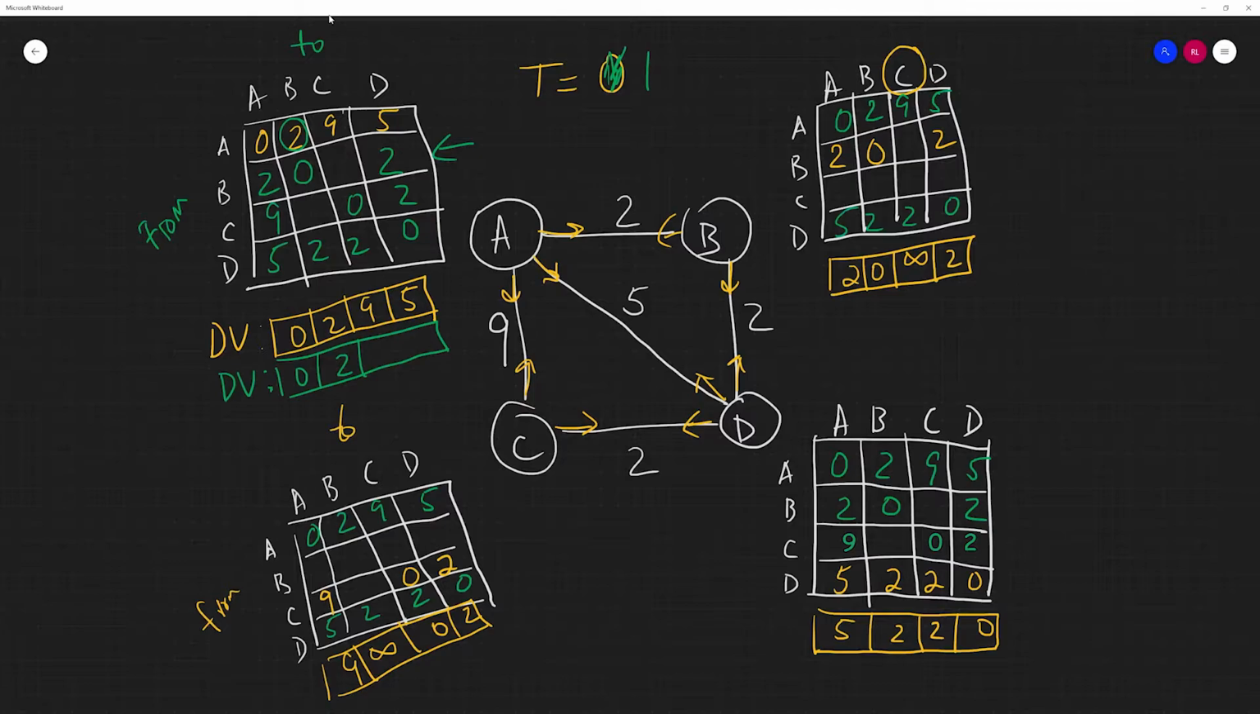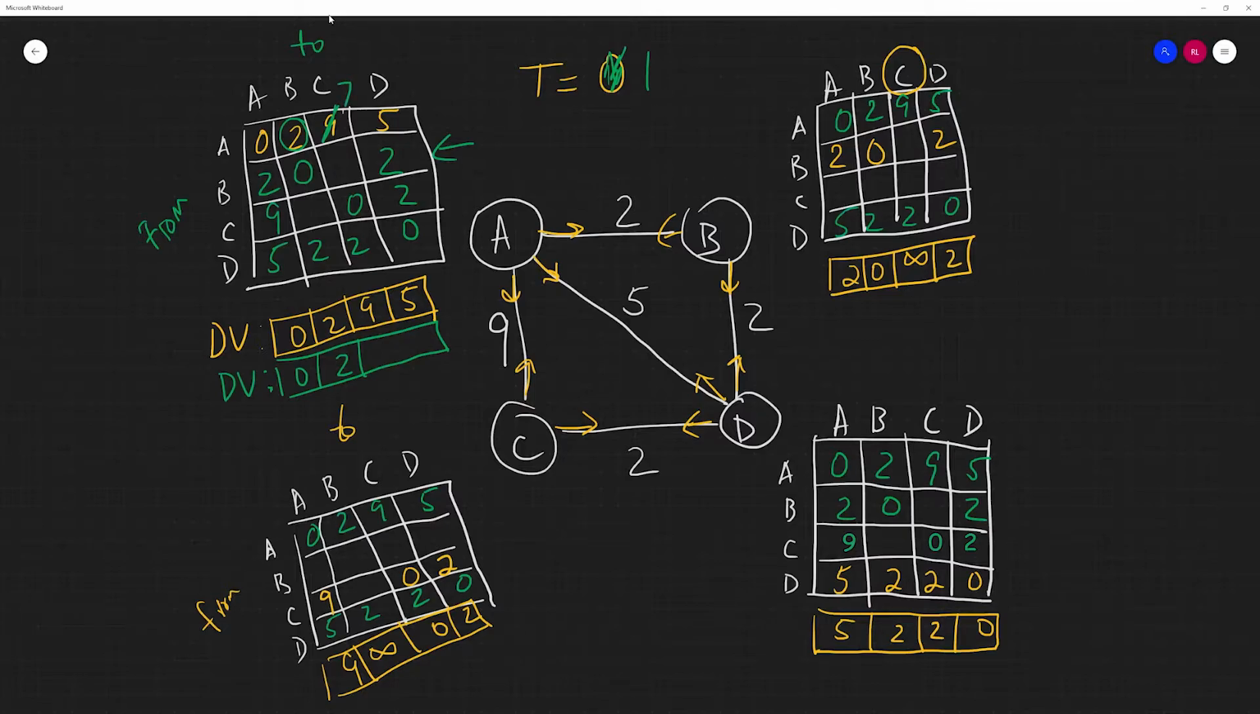D says they can do it in 2. But how much does it cost for me to get to D? Well, it costs me 5. Okay, so notice that it does not see this path yet. That path it does not see. So it only sees this one. But that still is cheaper. 5 plus 2 is 7. So that's going to replace this existing path.